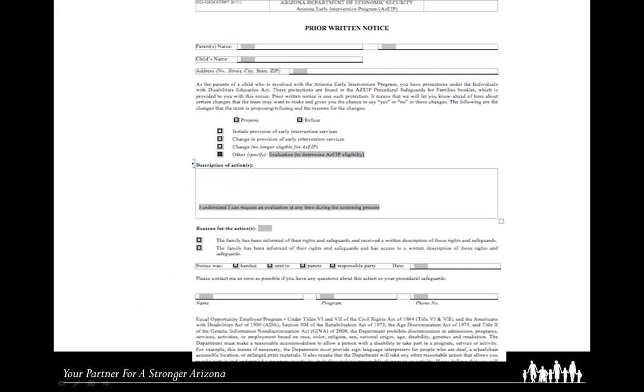Within the screening process, this prior written notice form would only be used if the decision is that AZEIP is not proceeding to an evaluation. The service coordinator provides prior written notice using this form indicating AZEIP's refusal to evaluate because the child is not suspected of having a developmental delay. The notice must include the parent's right to request an evaluation.